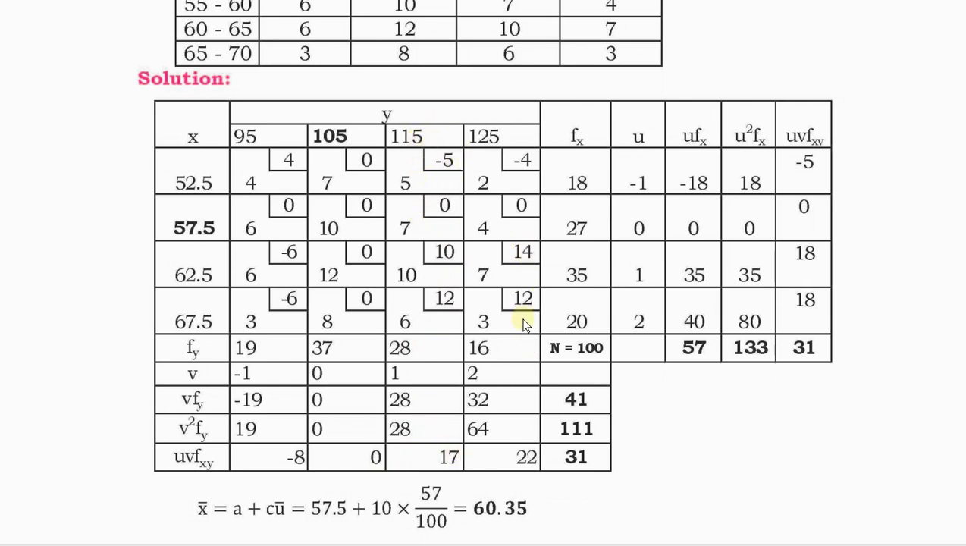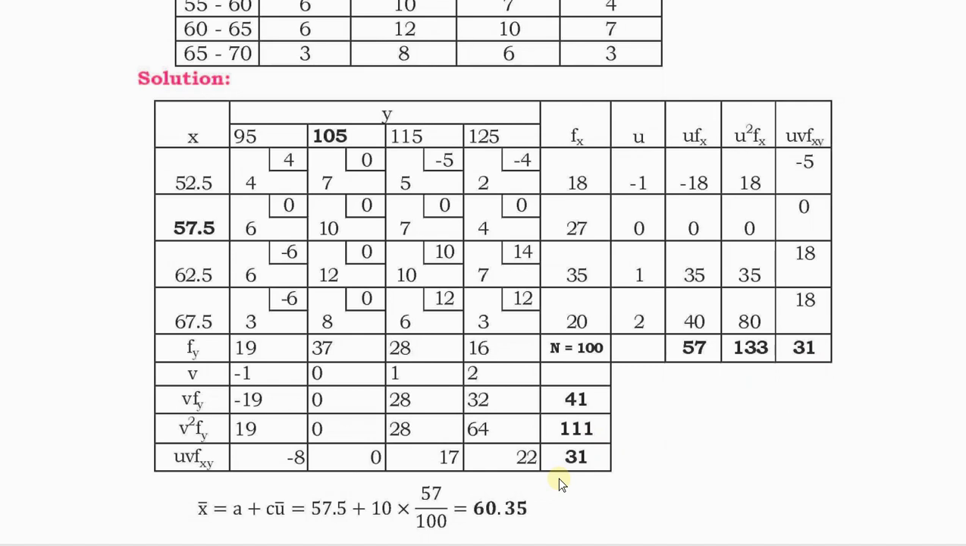10 plus 12, 22. 22 minus 5 is 17. So 14 plus 12, 26. 26 minus 4 is 22. So 17 plus 22 minus 8, that will be 31. Again here this column and this column here both should give you the same totals, 31 and 31.